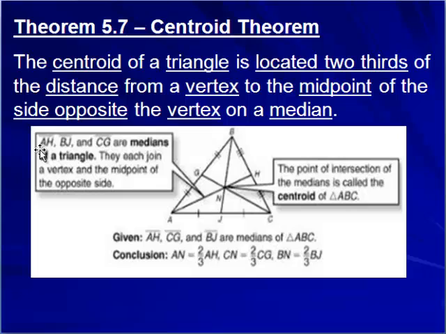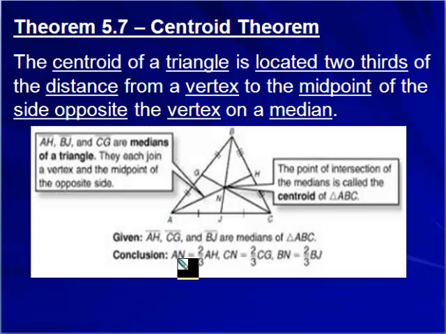We have AH, BJ, CG are medians of a triangle. They each join the vertex and the midpoint of the opposite side. The point of intersection of the medians is called the centroid, we know this, of triangle ABC. So here they're pointing out that AH, CG, and BJ are medians of the triangle. Then AN is 2/3 of AH.